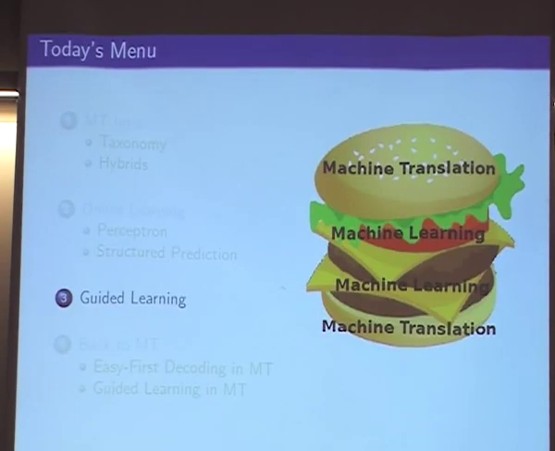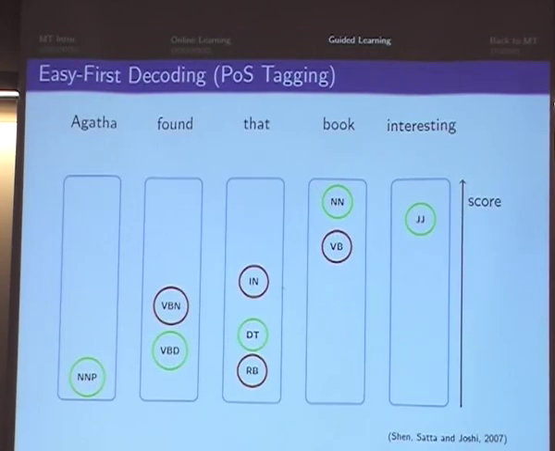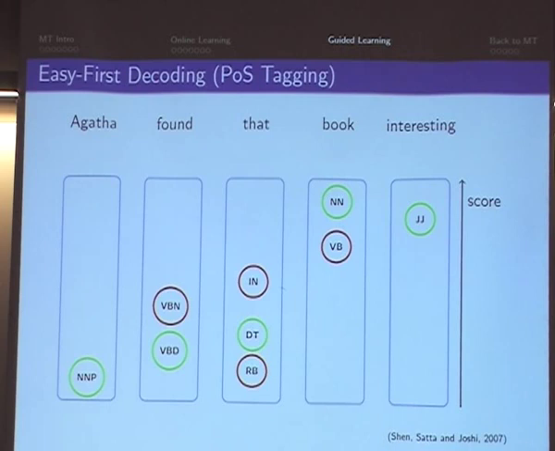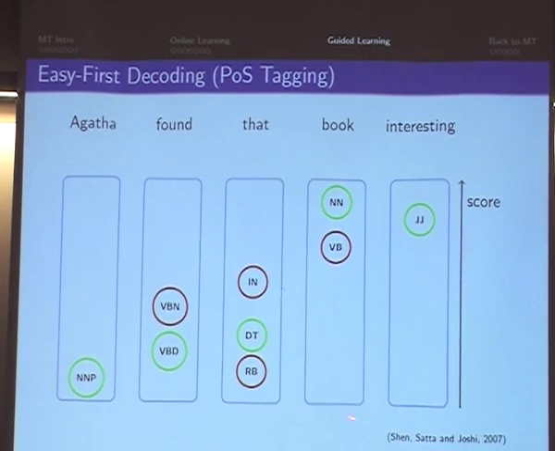Okay. And now guided learning, we are going deeper and deeper, so we will start easily first. So, easy-first decoding was first published in 2007 here in Prague, at ACL, by Shen and Aravind Joshi, and it was originally used for part of speech tagging.